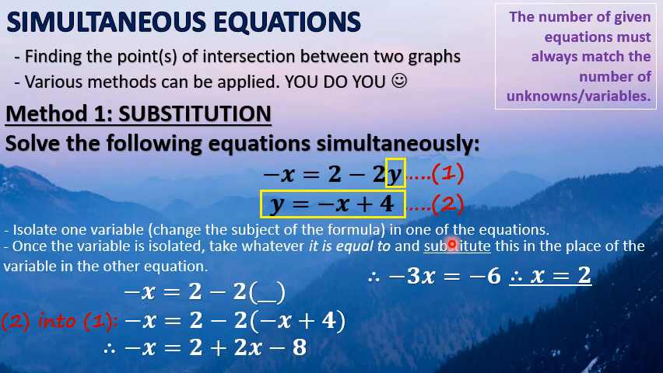Anyway, we now know that x equals 2, so now we need to find a corresponding y value. Luckily, we already have y all by itself in equation number 2, so I'm going to substitute x equals 2 into the second equation. y equals negative x plus 4, but instead of writing negative x, I can write negative 2 plus 4, and that will give us y equals 2. We have solved these equations simultaneously.